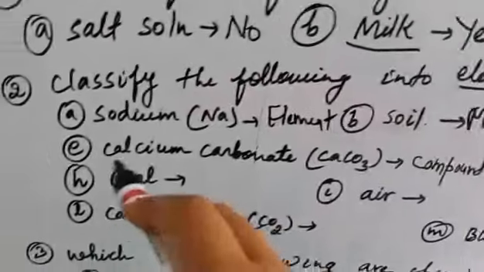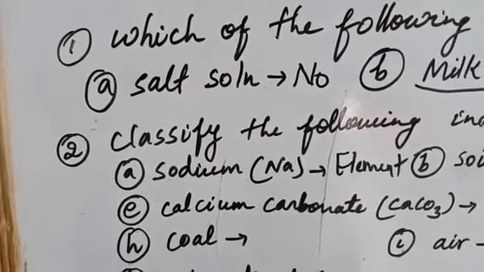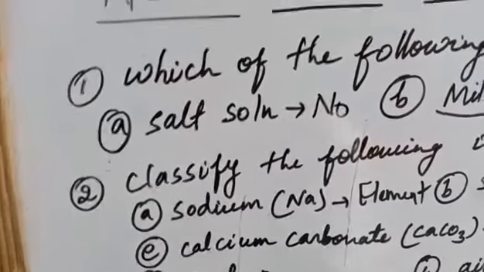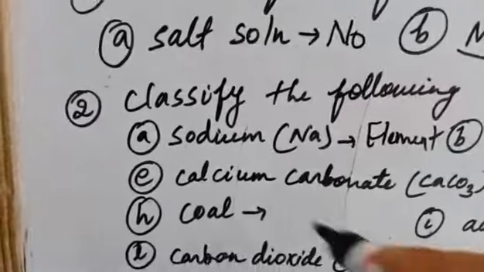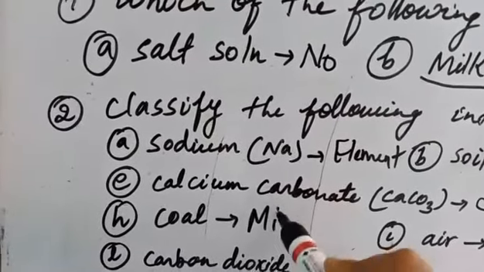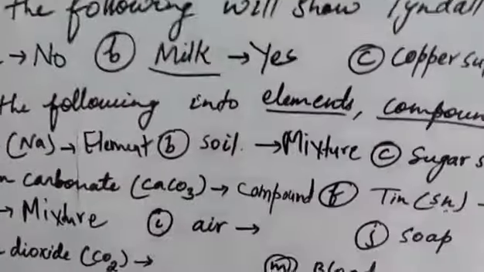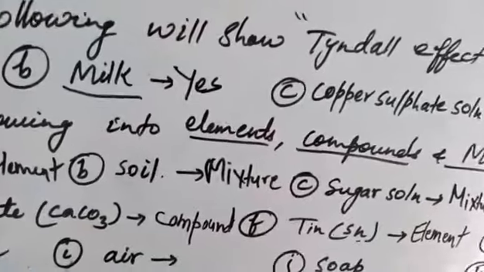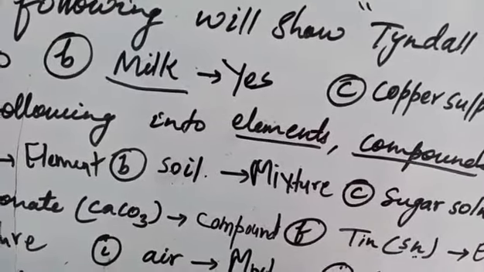Okay. Then coal is a mixture of various things in addition to carbon and all. It contains sulfur, nitrogen, various gases and other things also mixed in it. So it is a mixture. That is, it is a heterogeneous mixture. Okay, now air, you know it is a solution. It is a homogeneous mixture, still a mixture only. So we will write mixture.